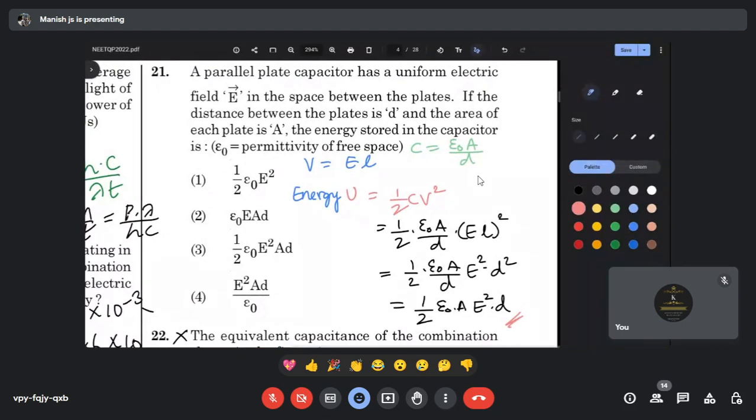Yeah, it is correct. It is option 3. 3, sir. Yes, 3 தான். 3 is the correct answer. So just wanted to check. So in the formula வந்து ஞாபகம் வச்சுக்கோங்க. So V is equal to E into L or E is V by L. So I just wrote it the other way around.